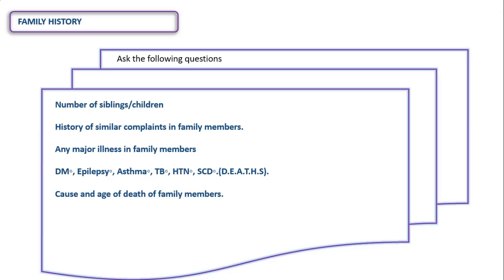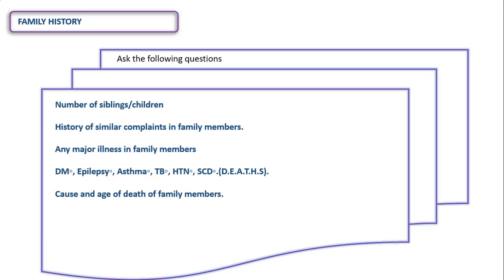Maybe someone comes in vomiting, and another family member is also vomiting. You know that obviously these people ate the same thing, so it's maybe just food poisoning, or maybe their water source is contaminated. And of course, you ask again about the deaths in the family.